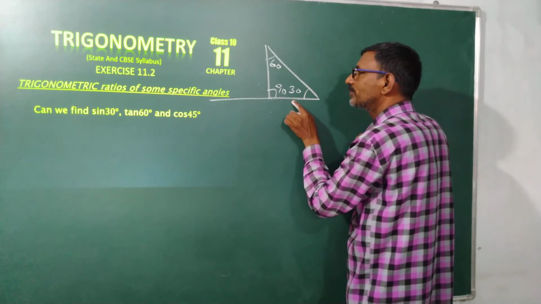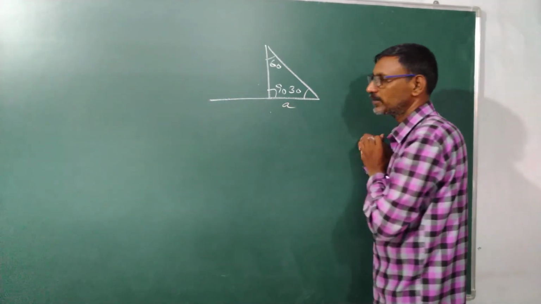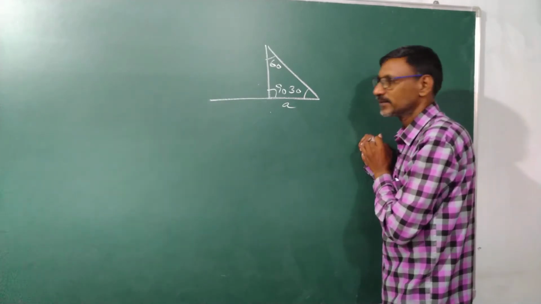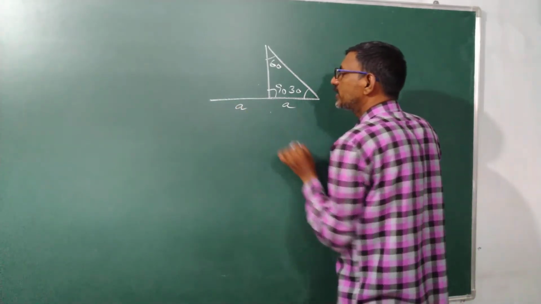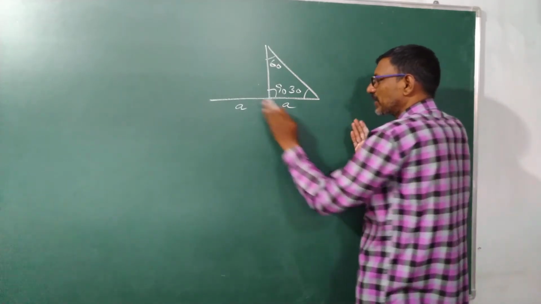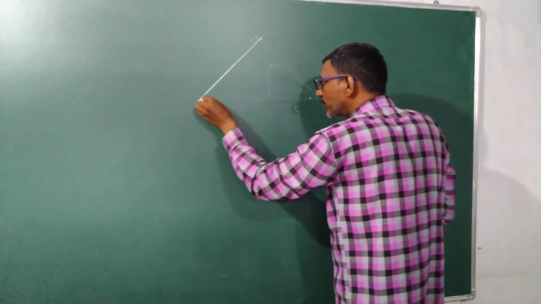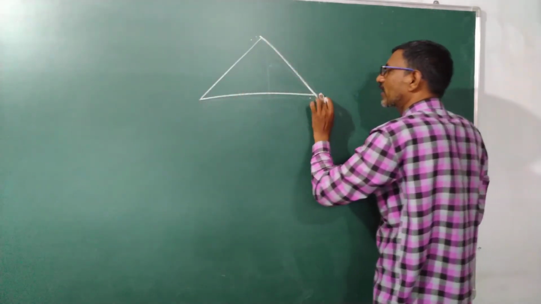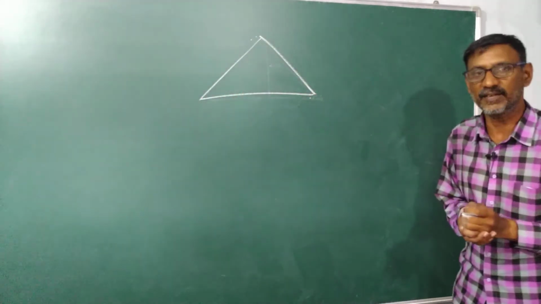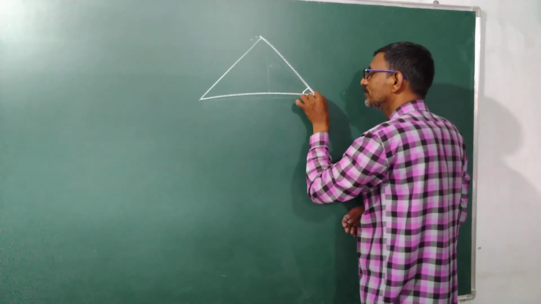This is some A units. Suppose this is some A units. This is also some A units. Or else you can take a very simple technique. I would like to take directly an equilateral triangle.